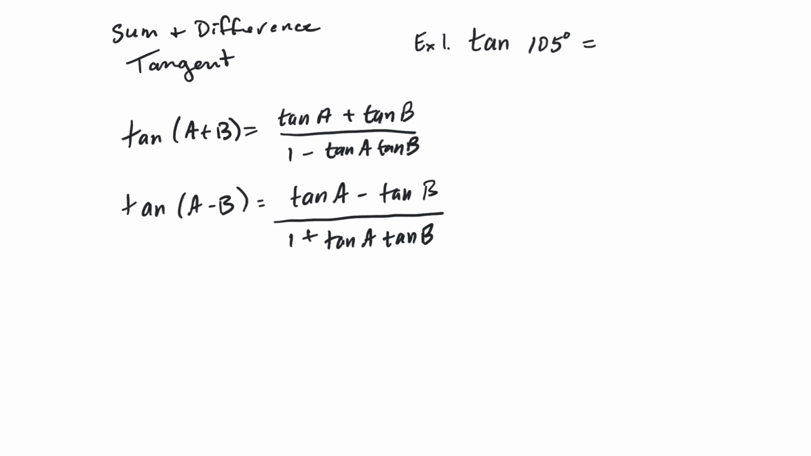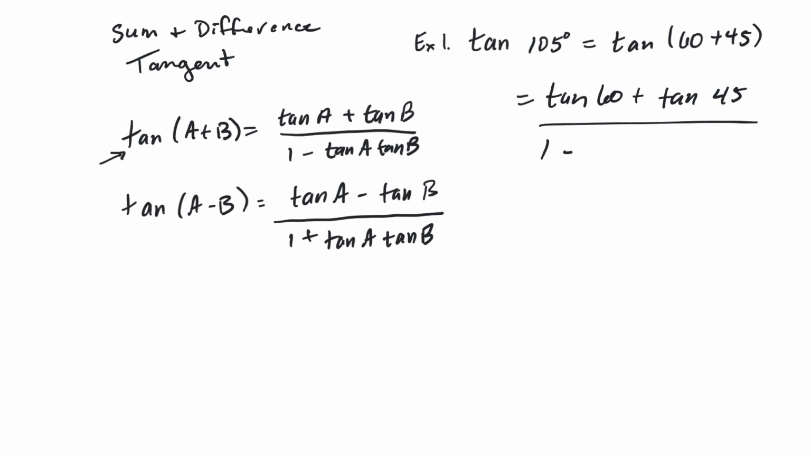We'll say tangent of 60 plus 45, and that's going to give us tangent of 105 as well. Putting this into the formula, we're going to say tangent of 60 plus tangent of 45 over 1 minus the tangent of 60 times the tangent of 45.